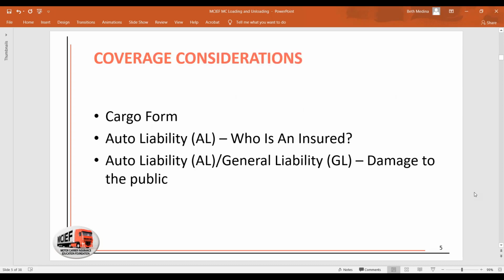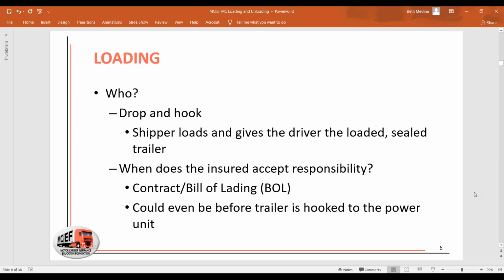The coverage forms we're going to look at today to address these exposures or these concerns are the cargo form, the auto liability form, particularly who's going to qualify as an insured, and the auto liability and GL form, and how they would address the damage to the public while things are being loaded and unloaded. So let's talk about who will be involved.